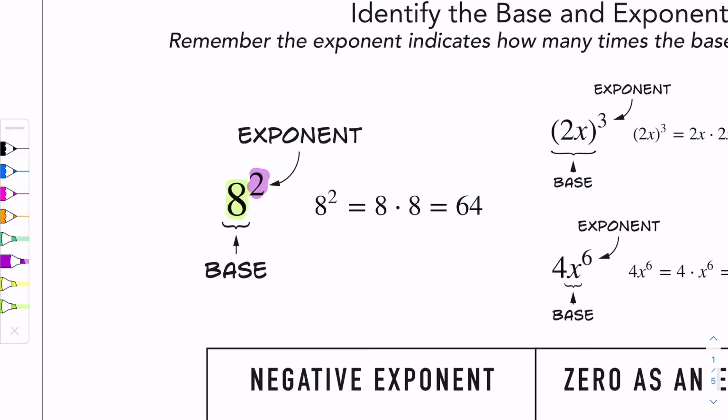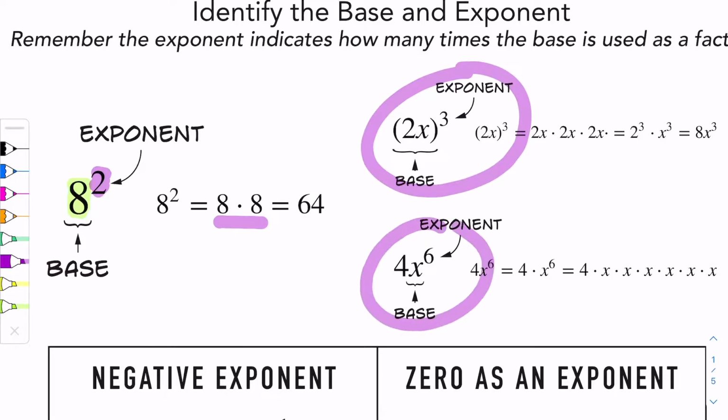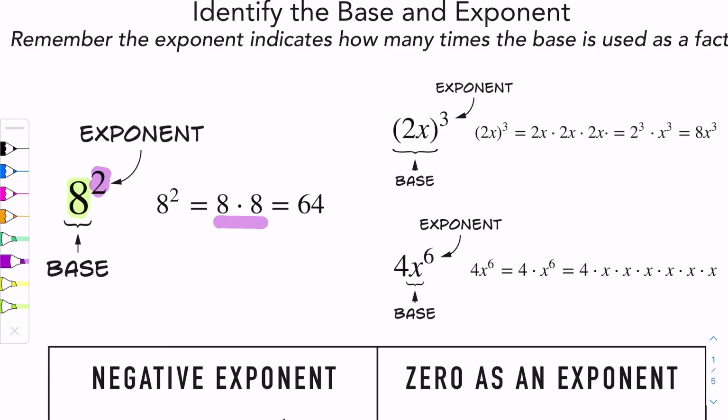So here in this example, you see 8 squared. That tells you to use 8 as a factor twice. But if we come over here and we look at these two, comparing the difference between them, this top one, we have a base of 2x, and then the exponent is cubed. That's telling us to use 2x as a factor 3 times. If we use 2x as a factor 3 times, that's the same thing as saying 2 cubed times x cubed, which is 8 cubed.